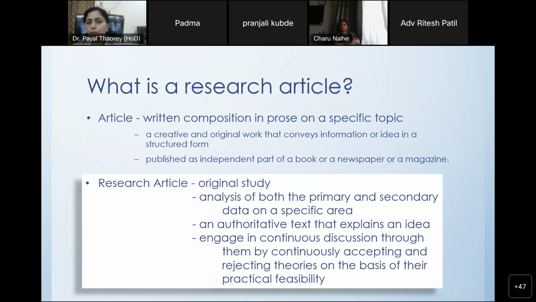So unless and until you support your statement with some document, you cannot say that it's a research article. It will be just a general or a generic article. So what we are planning to do here is to get into the research article. We don't want to write an article, but we want to write a research article which is very focused, very specific, and very much analytical and descriptive in nature.